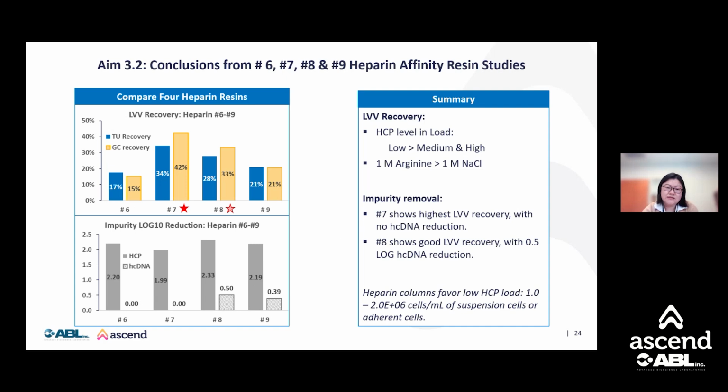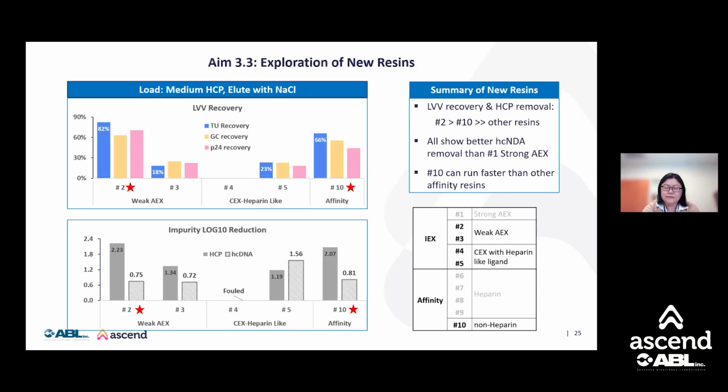This is a summary of the 4 heparin column comparison, and it seems that number 7 has the highest LVV recovery. However, it doesn't remove any of the whole cell DNA. Number 8 has a slightly lower recovery, but it removed a significant amount of whole cell DNA. So finally, we compared all the new resins under the medium HCP and sodium chloride elution.